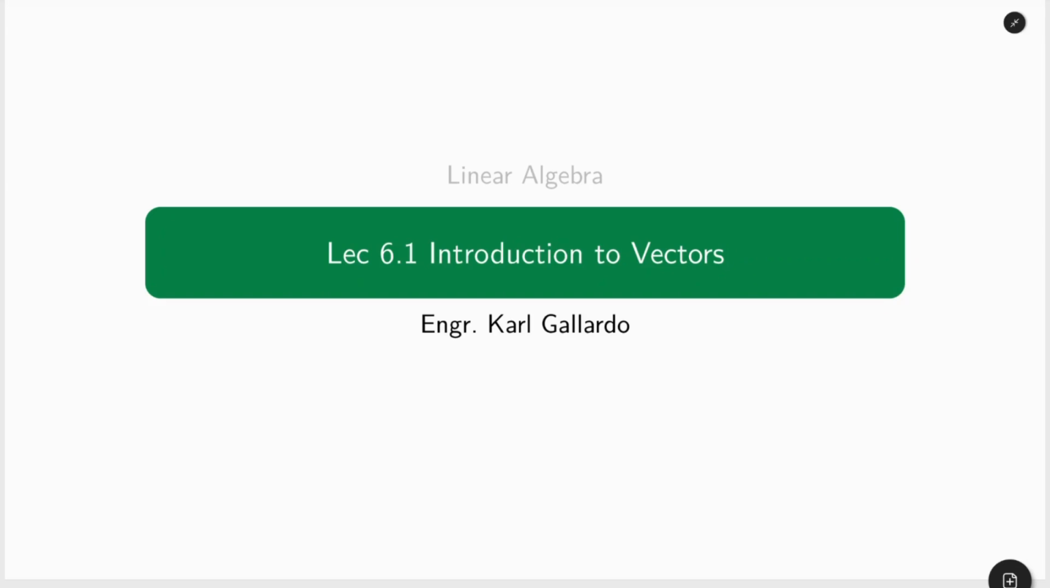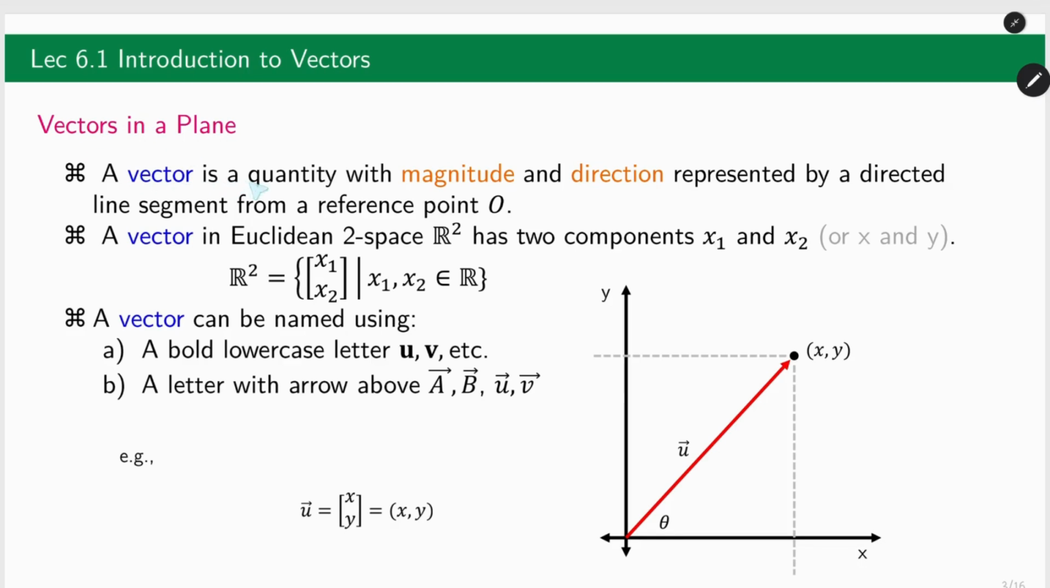In this lesson, we'll talk about the introduction to vectors. Vectors in a plane. A vector is a quantity with both magnitude and direction represented by a directed line segment from a reference point O. As you all know from physics, you have probably discussed vectors. It's a quantity that has both magnitude and direction.